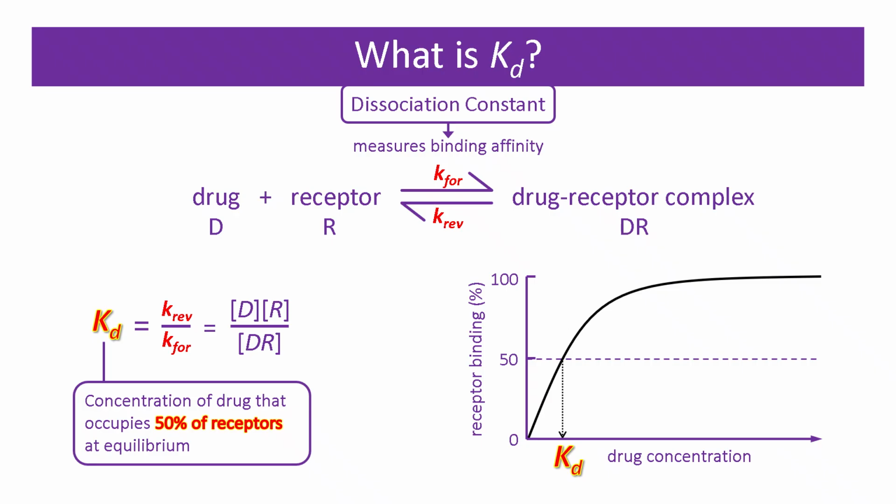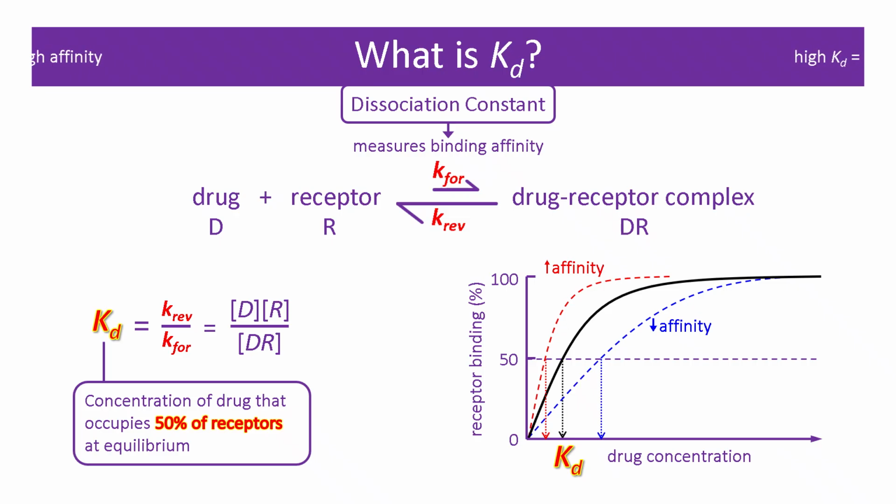If dissociation is slow relative to association, the drug remains bound longer and the Kd is low, indicating high affinity. If association is slow relative to dissociation, the drug remains bound for a shorter time and the Kd is high, indicating low affinity. In short, a low Kd indicates high affinity and a high Kd indicates low affinity.